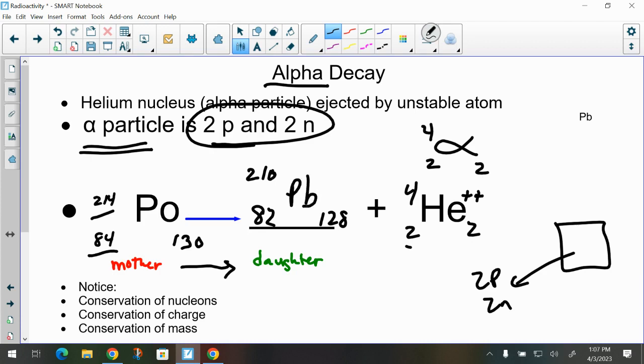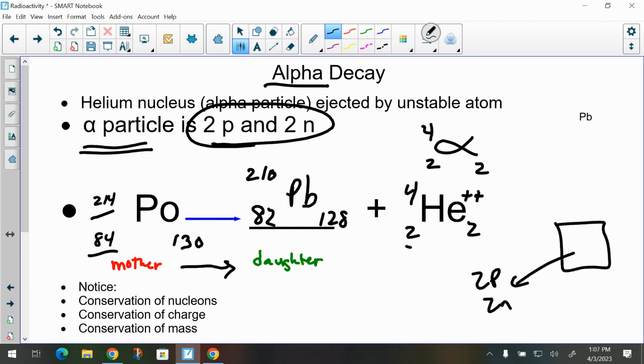So polonium is an unstable isotope. This isotope, polonium-214, is unstable. It falls apart on its own. You don't do anything to it. You just let it sit there. In fact, there's nothing you can do to make it fall apart sooner. It sits there and it falls apart. It turns into lead-210, and that's because it gave up an alpha particle.